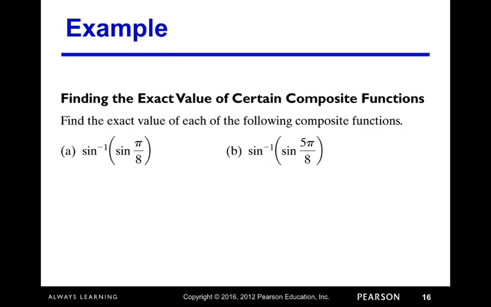Okay, so find the exact value of certain composite functions. The angle, we want the angle that has a sine.